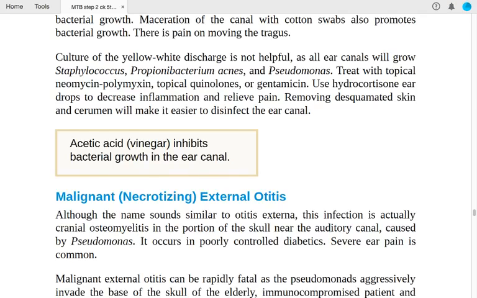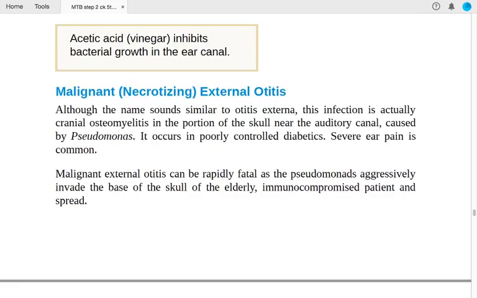Okay. Now, malignant necrotizing external otitis, although the name sounds similar to otitis externa, this infection is actually cranial osteomyelitis. So malignant necrotizing external otitis is actually cranial osteomyelitis in the portion of the skull near the auditory canal, caused by Pseudomonas. Pseudomonas is the one commonly involved here. It occurs in poorly controlled diabetic patients. Always remember, whenever there is a case of diabetes, you always consider pseudomonal infection in that patient.